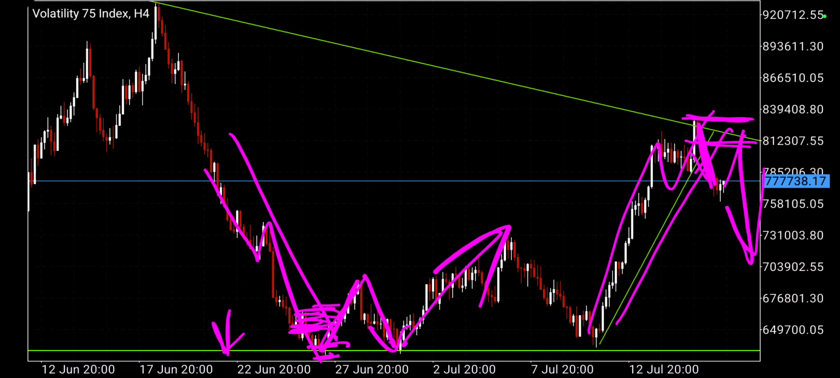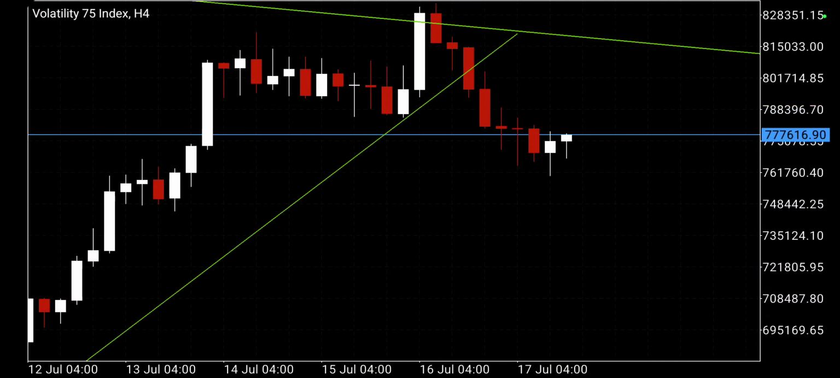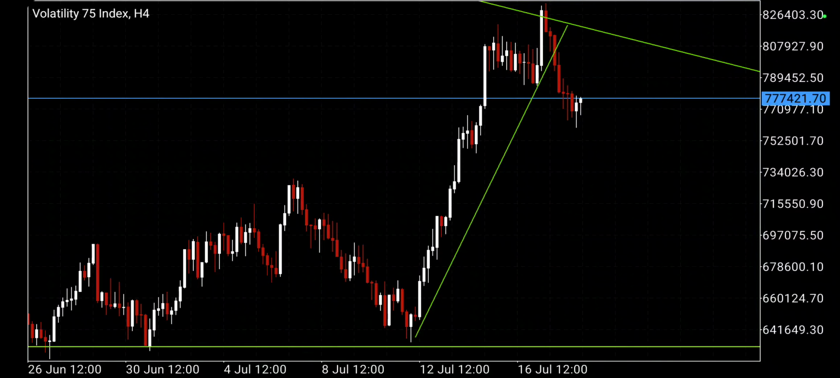If it fails, it fails, but currently the structure allows you to sell from anywhere from here to somewhere up there. It allows you to do that. So that's what you can expect from this one. I hope you learned something from this one, because that's how you trade VIX.